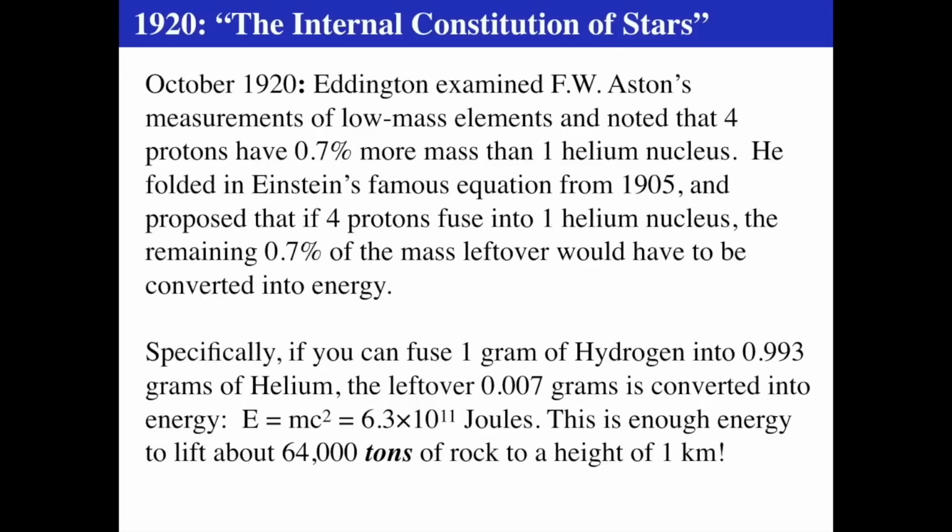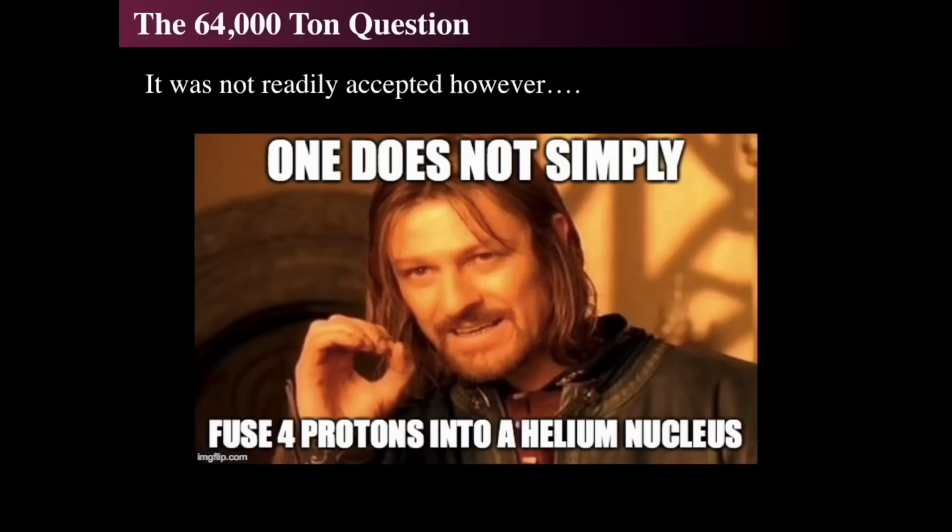into energy, and that becomes 6 times 10 to the 11th joules. And now that's a lot of energy. That's so much energy you could lift 64,000 tons of rock to a height of 1 kilometer. That's how much energy you could get with that. So that is an incredibly explosive amount of energy that comes out of 1 gram of hydrogen. So Eddington said, well, this is a huge amount of energy. Maybe we can use this. And that was his publication called The Internal Constitution of Stars on October 20th of 1920.